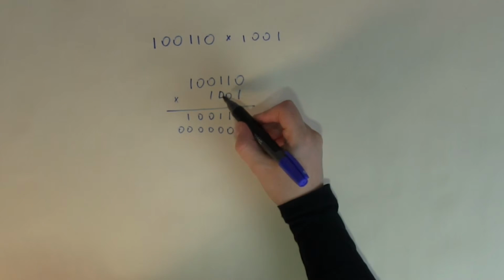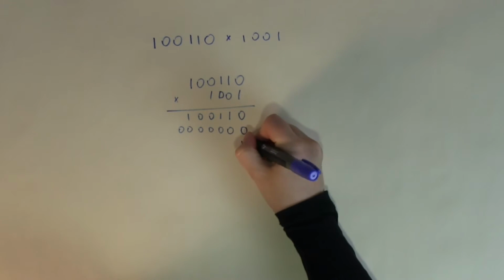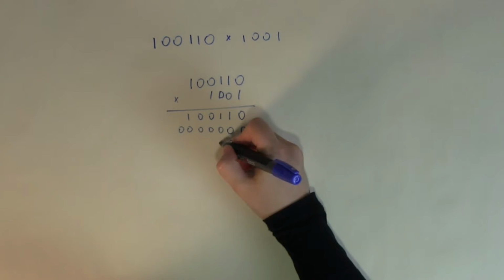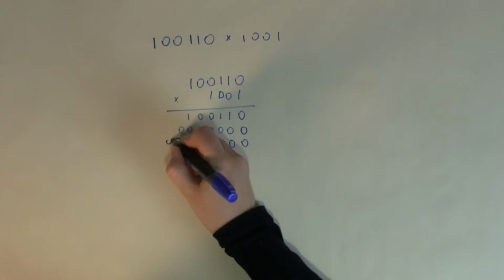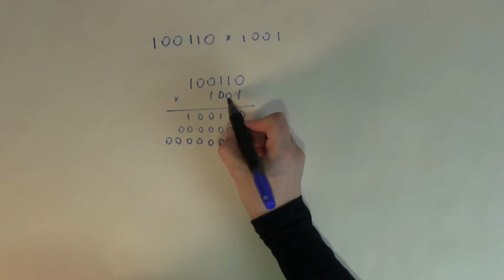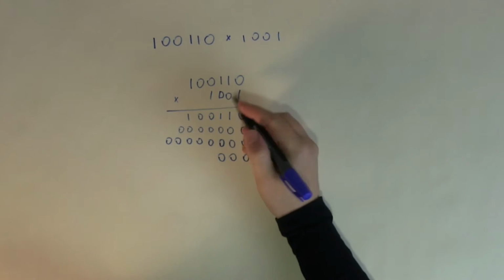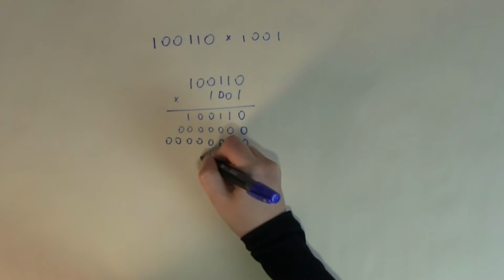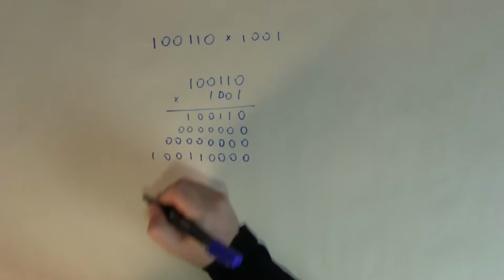Same for the next place value. Now that is 2 place values away from the unit, so I need to start with 2 zeros. And because 0 multiplied by anything is always 0, I can just fill in with zeros. And the last place value is 3 place values away from the unit, so I'm starting with 3 zeros. And now it's a 1, so I'm just copying the original number. 0, 1, 1, 0, 0, 1.